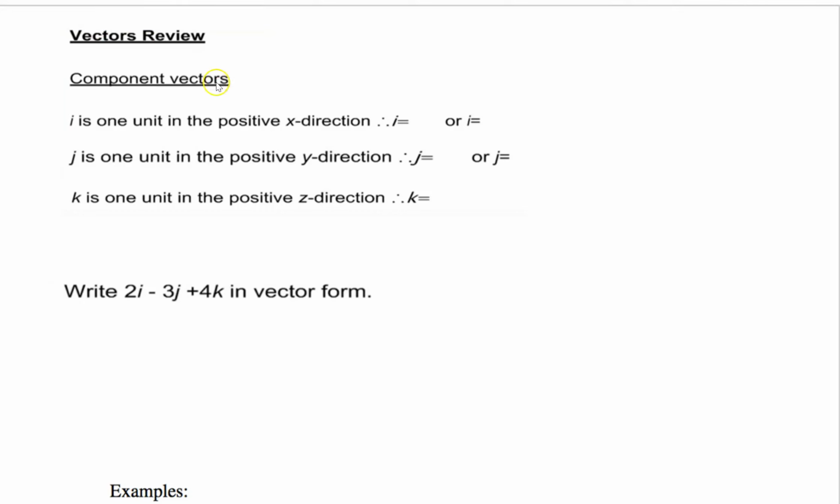Vector review. Let's first quickly talk about component vectors. i is one unit in the positive x direction. That just means if you say an i, that's the x value of a vector. So (1, 0) is the technical term for it, or (1, 0, 0) if you're using 3 unit vectors.